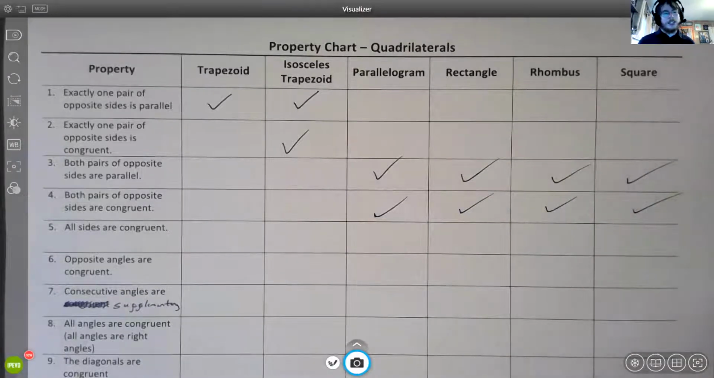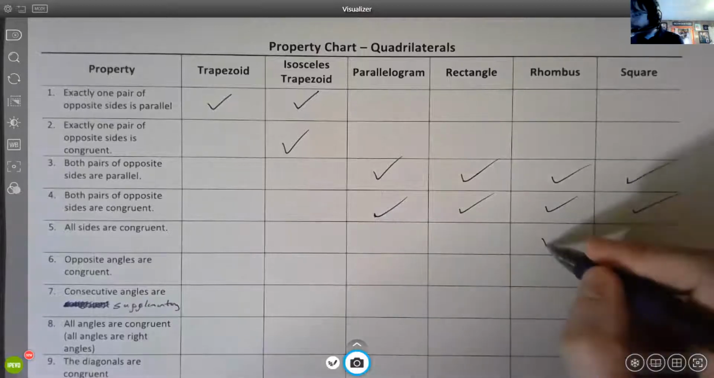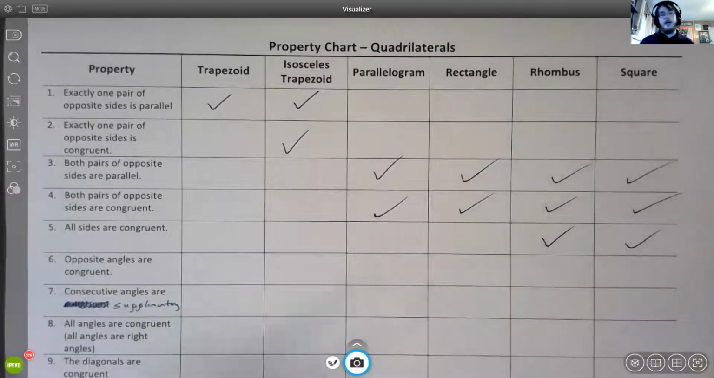Number 5, all sides are congruent. So all sides being congruent, there are only 2 types of quadrilaterals that have this property, and that would be the rhombus and the square. Okay, rhombus and square both have all 4 sides being congruent.